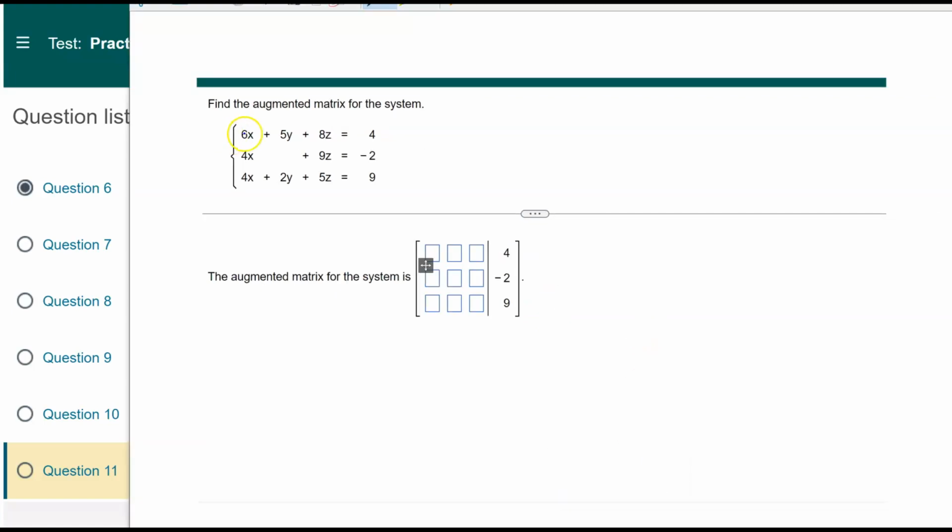So how do you do that? Here you will write down all the coefficients for x. So you have 6, 4, 4. And all the coefficients for y on the second column, that would be 5, 0, 2. So that means that here you actually have 0y. That's why that is empty. You did not write it because the coefficient is just 0. And then here you have 8, 9, 5. This is the augmented matrix for the given system.